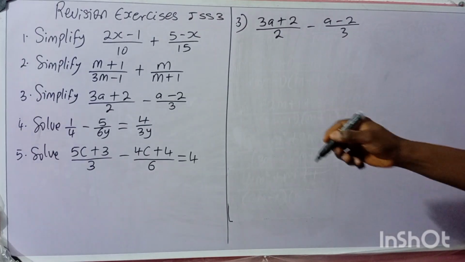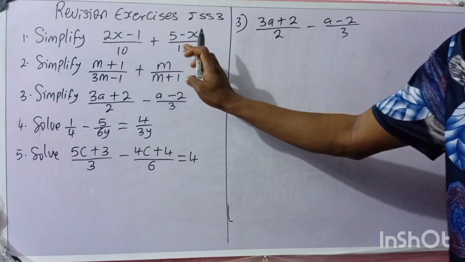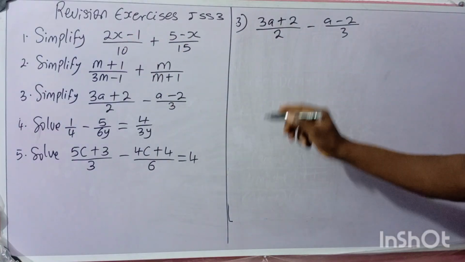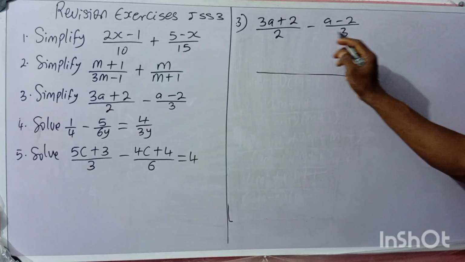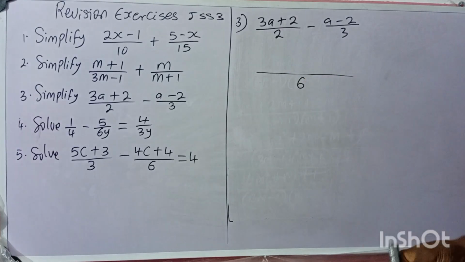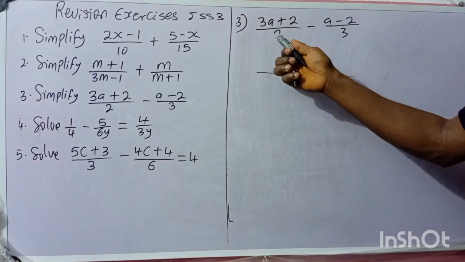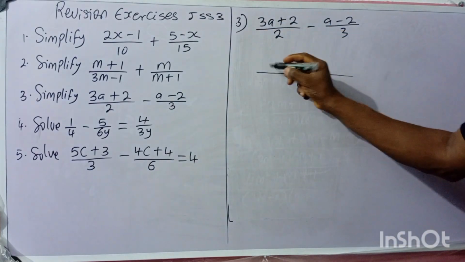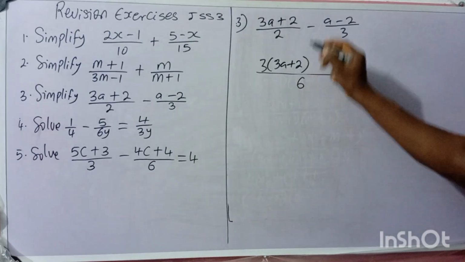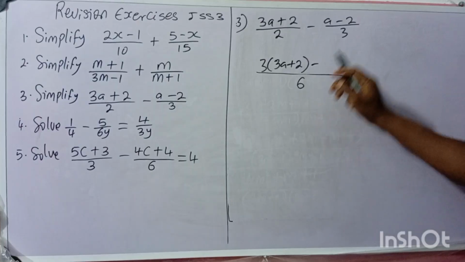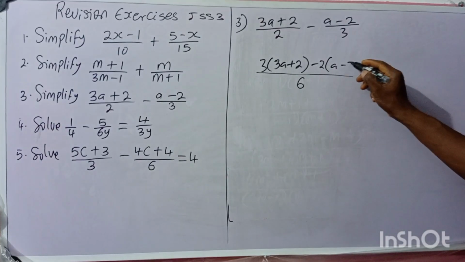This is question number 3, which is exactly what we have here. What we do is exactly the same approach we used in number 1. The LCM is what we have to find. The LCM of 2 and 3 is 6, the lowest common multiple of both numbers. So 6 divided by 2 will give us 3; 3 multiplied by this gives us 3 brackets 3a plus 2. Then minus 6 divided by 3 will give us 2; 2 multiplied by this gives us 2 brackets a minus 2.